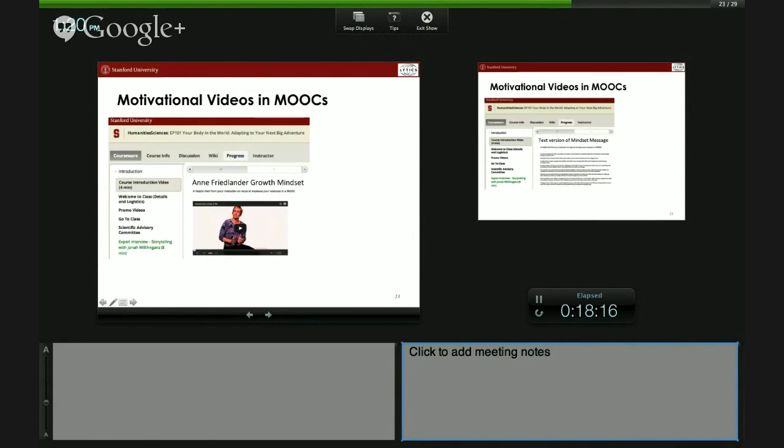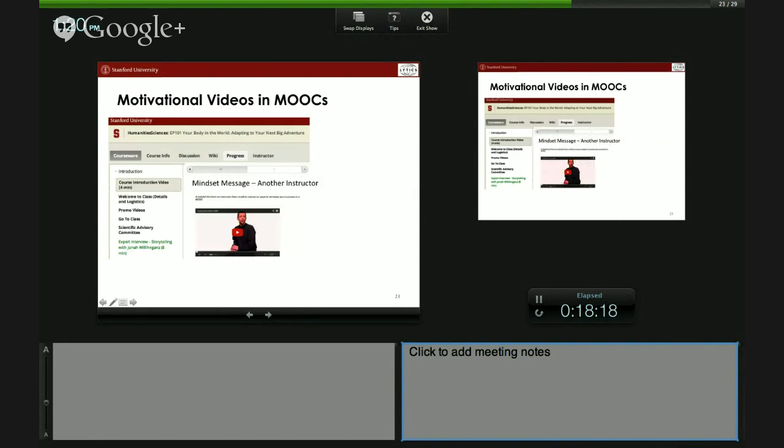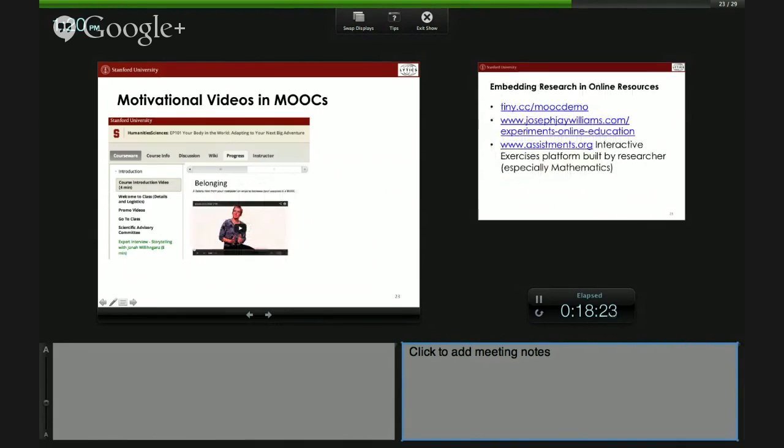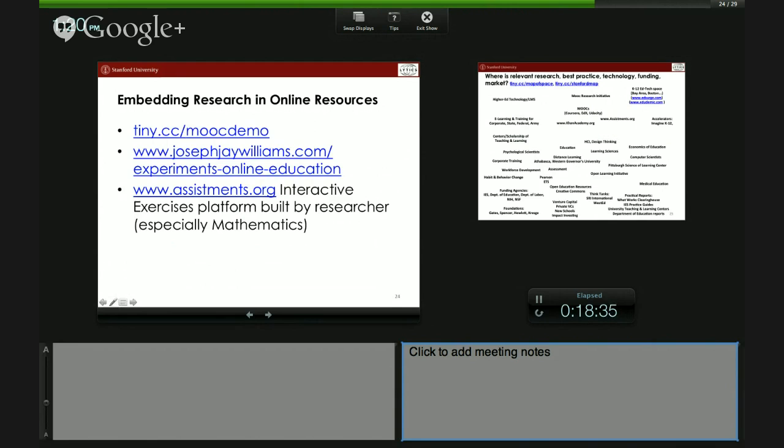And here we would show a mindset video, a text version, a mindset message from someone else, a positive encouraging video. It's not quite fair to call that belonging, but it's a bit adapted from work by Jeff Cohen. So this is now a structure that's a bit more like a randomized control trial. Show the very beginning, and then look at the students' behavior across the entire course. Okay, so that's just a quick taste of this.